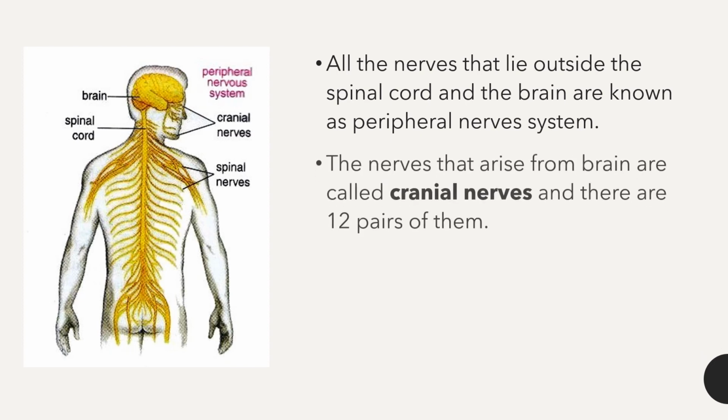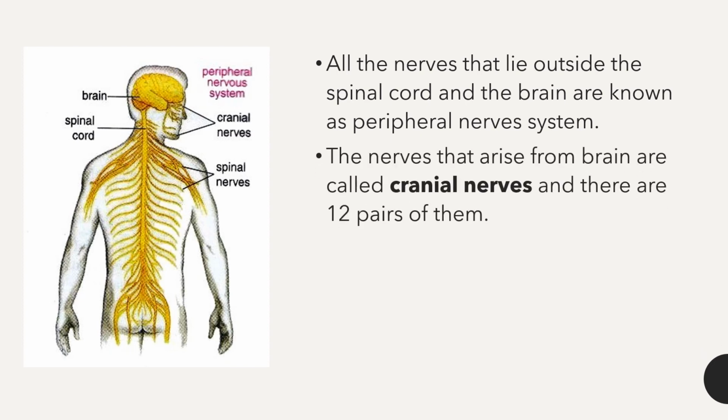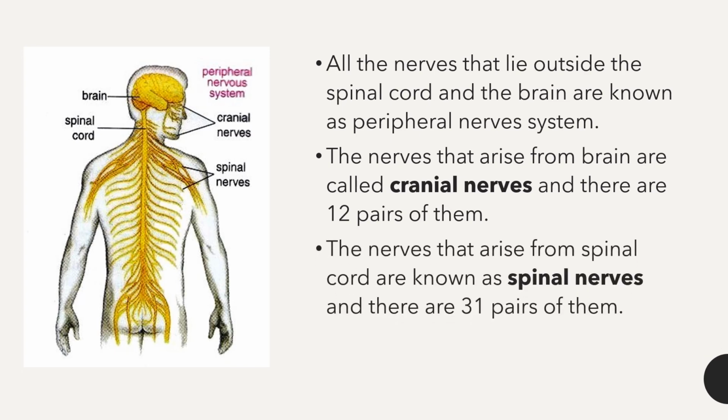There are 12 pairs of nerves arising from the brain. These nerves arising from our brain are called cranial nerves. So we have 12 pairs of cranial nerves. And also there are 31 pairs of nerves arising from the spinal cord and spreading throughout the body. These 31 pairs of nerves starting from the spinal cord are called spinal nerves. So the peripheral nervous system is composed of two types of nerves: cranial nerves and spinal nerves.